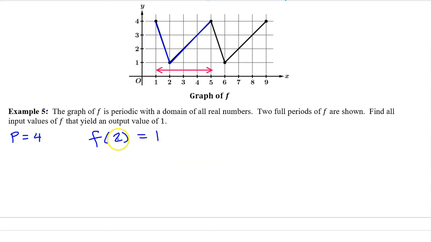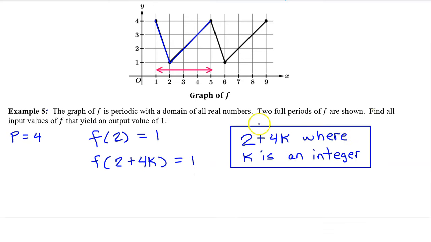Adding or subtracting multiples of the period to the input value will not change the output value. So f at 2 plus, and we're going to do multiples of the period, so I'm going to say 4k, is equal to 1. So all the input values that yield an output value of 1 are 2 plus 4k, where k is an integer. Make sure to include this last part. You must define k as being an integer.